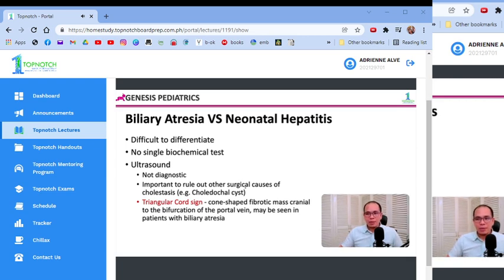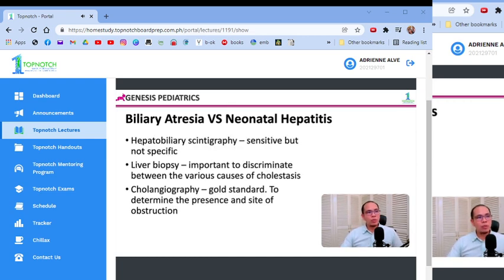Kasi pag choledochal cyst yan, guys, alam mo na kung ano yung nagko-cause ng cholestasis niya. So choledochal cyst, surgical, ine-extract yung cyst, ine-excise yung cyst. Malinaw? So there are a lot of tests that we do, hepatobiliary scintigraphy, such as your HIDA scan. Okay, biopsy is important, okay, to differentiate between the various causes of cholestasis. But if they ask you what is the gold standard, okay, a lot of diseases ang gold standard biopsy, di ba?